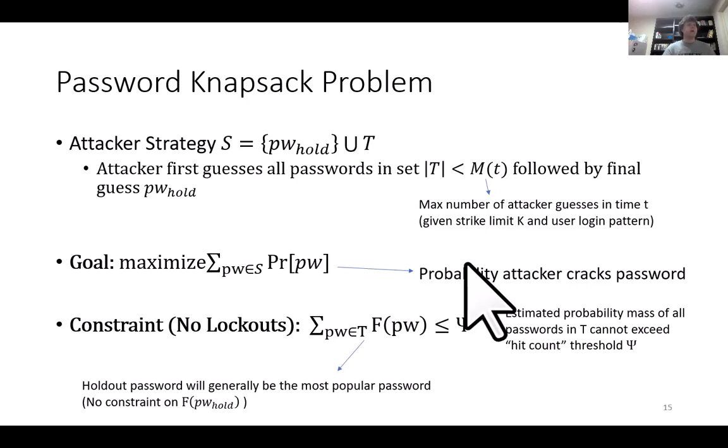Now notice that the holdout password is excluded from this sum. So an optimal attacker will oftentimes take the most popular password as the holdout password, since there's no constraint on this. In particular, the holdout password can take us above the hit count threshold. The attacker won't be able to try guesses after this, but beforehand that's okay.